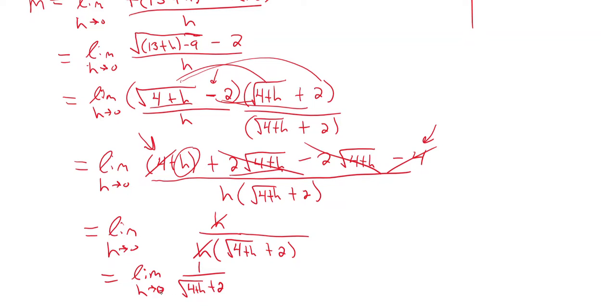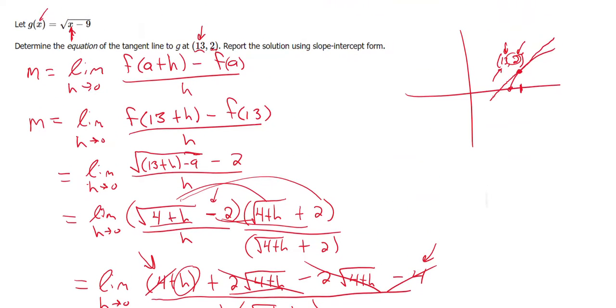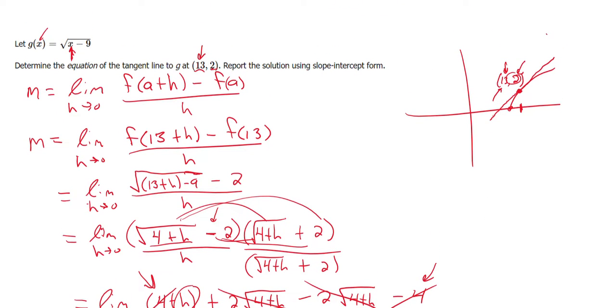So we are good to throw our 0 in. So this is actually equal to 1 over square root of 4 plus 0, right, throwing that in for h, plus 2. So this is really saying the square root of 4, that's 2. And then 2 plus 2 is 4. So this is all the same thing as just 1 over 4. So what is that? Remember, that's my slope. So what I just found is that the slope of this line is 1 over 4. So the slope is 1 over 4.